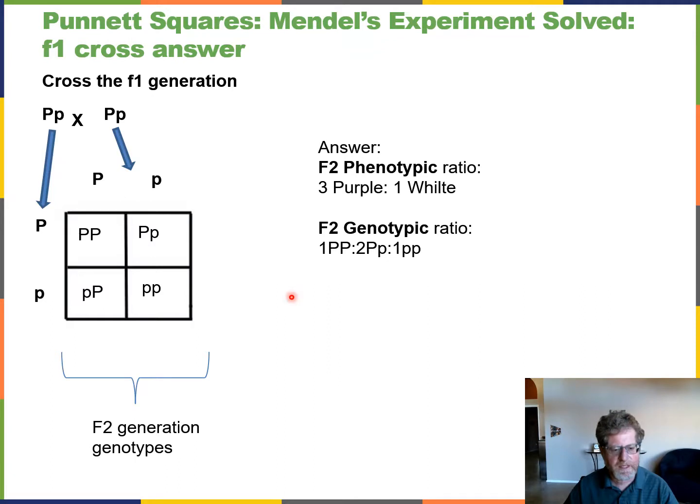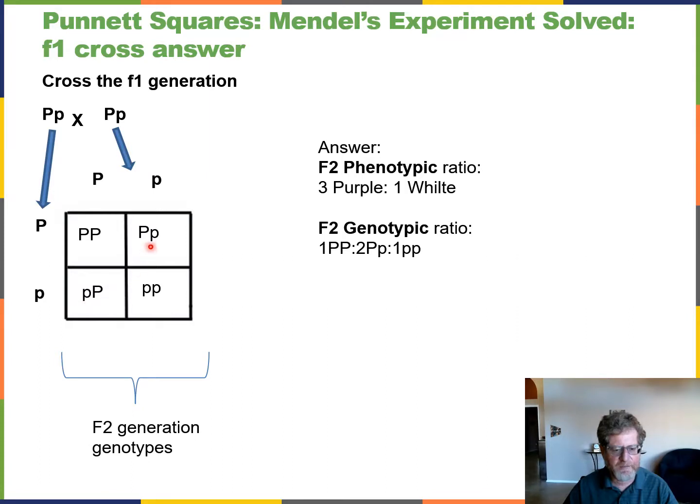Okay, and so that explains where they got the actual ratios. So big P across, big P down, big P across, little p down, little p across, big P down, little p across, little p down. Okay, purple, purple, purple, white. 3 purple to 1 white is the phenotypic ratio. It's what the offspring will look like. 1 homozygous dominant, or big P, big P. You can combine these two. It doesn't really matter whether the little p is first or second.